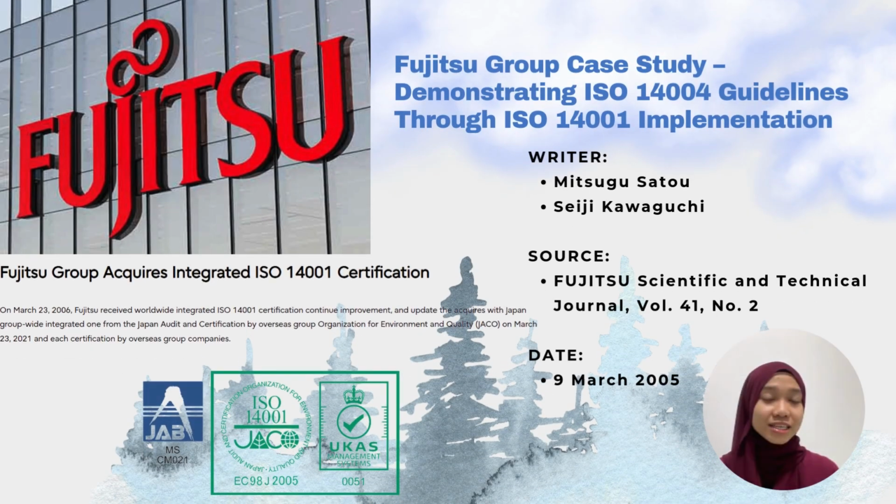Next, I will continue the presentation by sharing the case study that relates to ISO 14004. For this presentation, I chose ISO 14004 because it provides useful guidelines and best practices to support the implementation of ISO 14001, which focuses on environmental management system. So the case study that we selected is about the Fujitsu Group. It explains how Fujitsu demonstrates ISO 14004 guidelines through their ISO 14001 implementation. This article was written by Mitsugu Sato and Seiji Kawaguchi, and it was published in the Fujitsu Scientific and Technical Journal on 9 March 2005. Fujitsu followed this guideline to improve their environmental performance and promote sustainability within their operation.